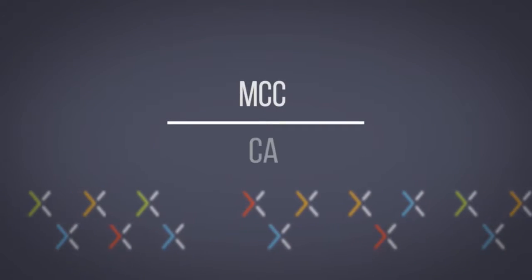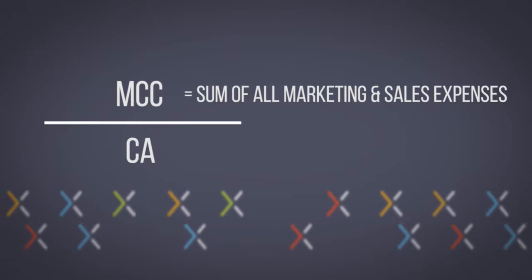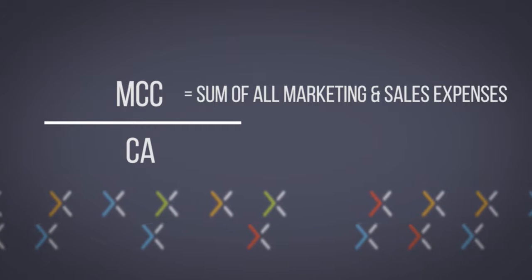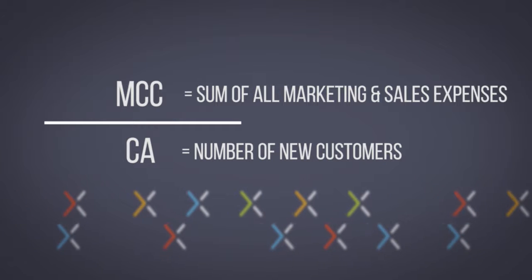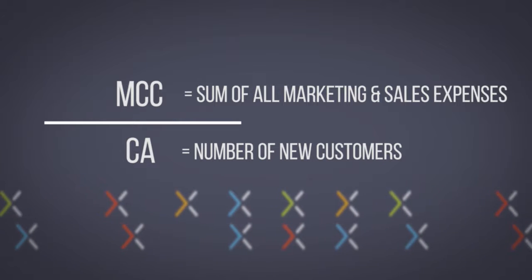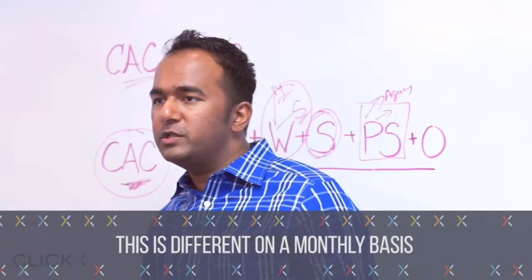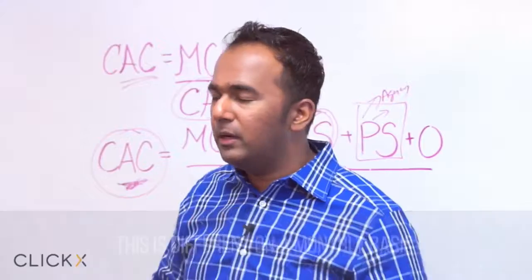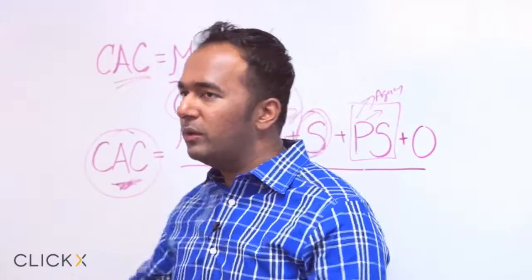What is MCC over CA? It is the sum of all of your marketing and sales expenses over the number of net new customers you were able to bring to the organization. Now, this is different on a monthly basis because one customer might come in March, but you've been working on them since December. But I understand that you work on a quarterly basis, you're on a rolling quarterly basis.